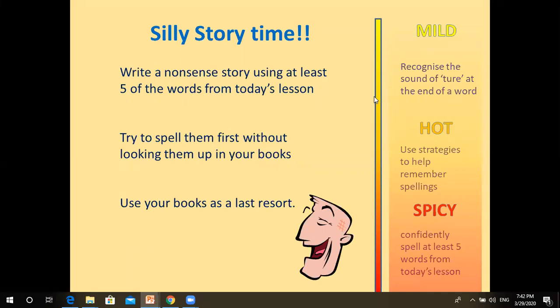Okay, this is the silly story. I'd like you to write a story using at least 5 words from our lesson.